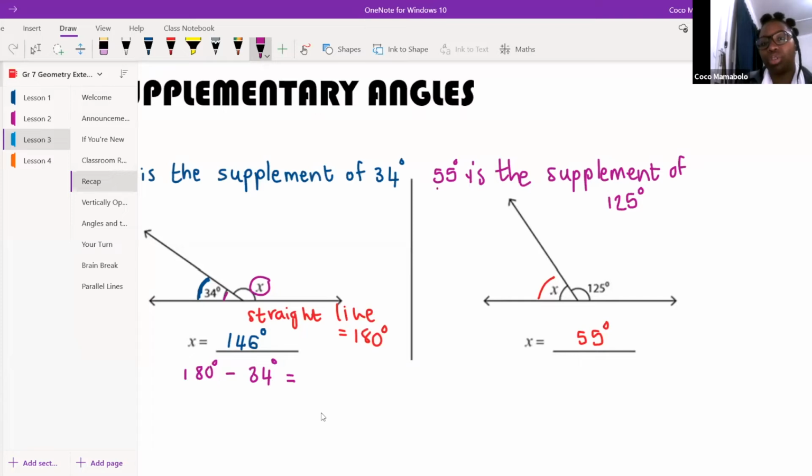Excellent. Remember, the angles that add up to 180 degrees together are the supplement of each other. And it's very important that we say it correctly. All right, excellent. You did excellently. Well done. Keep up all the answering that you're doing in the chat. I'm loving it. Well done.